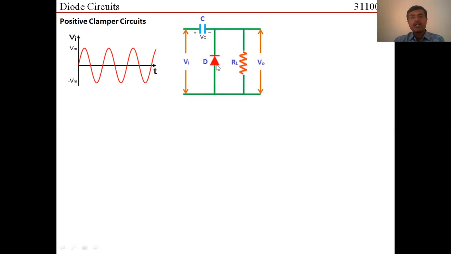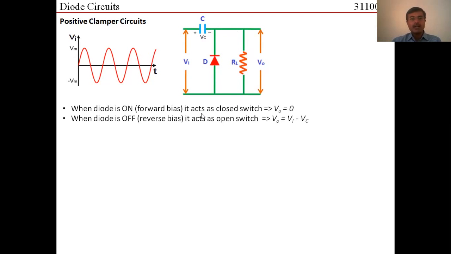And when the diode is off, this is out of picture. So now my loop is going to be this. So what would be my output voltage? My output voltage would be equal to Vin minus Vc. So this consideration remains the same whether it is a negative clamper or a positive clamper. So when the diode is on, my output voltage is zero. When the diode is off, my output voltage would be Vin minus Vc.